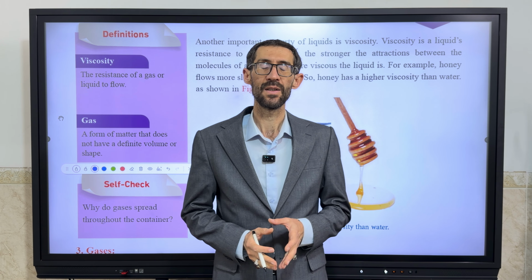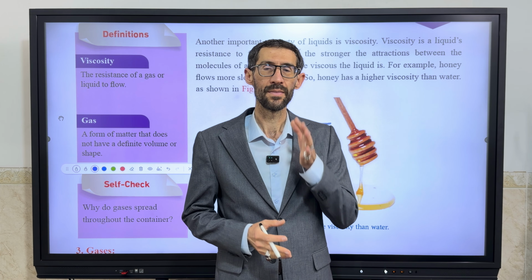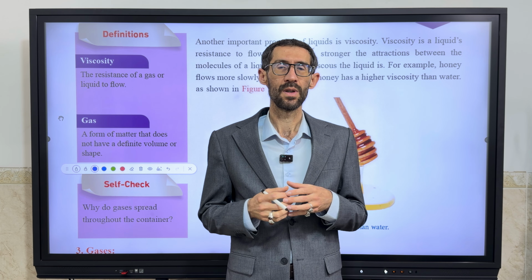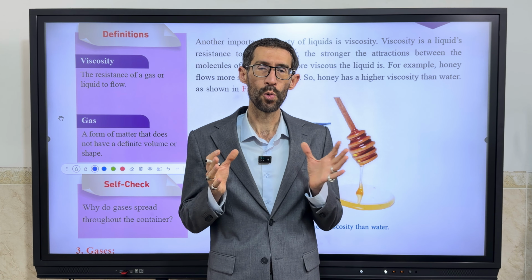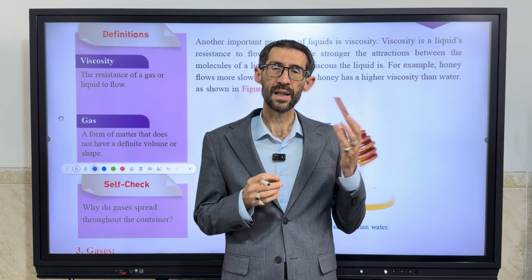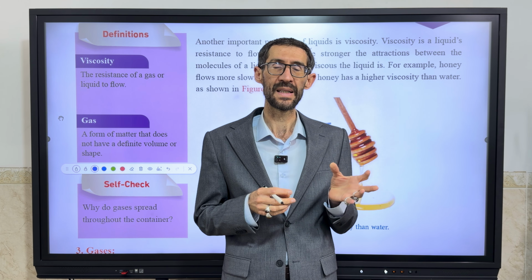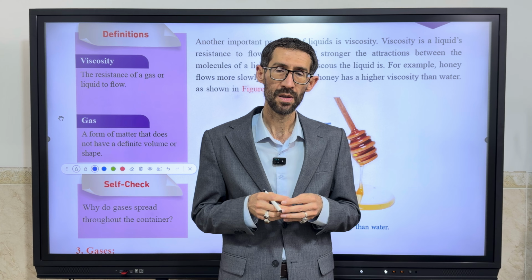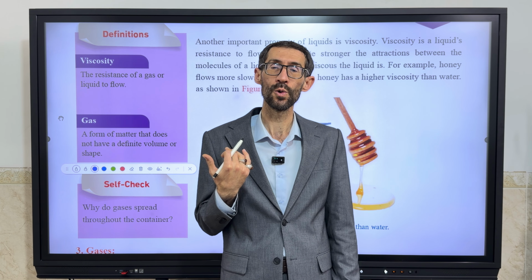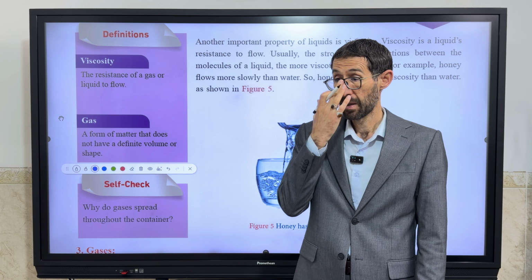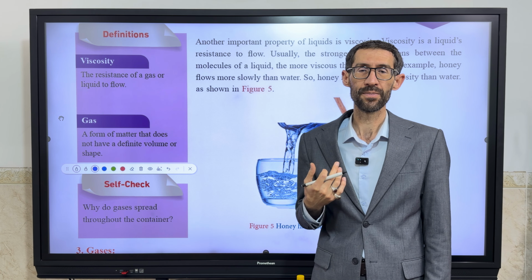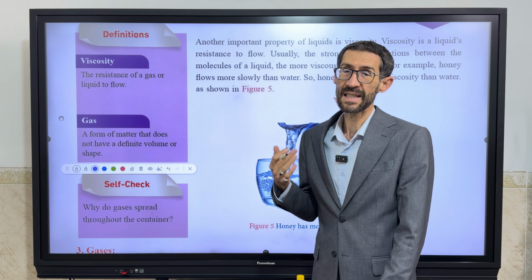In the previous lesson, we talked about the liquid property and the motion of the particles of liquid. We got some information about some unique properties like surface tension. Right now, we are going to keep going and get more information about the liquids. Let's get started.